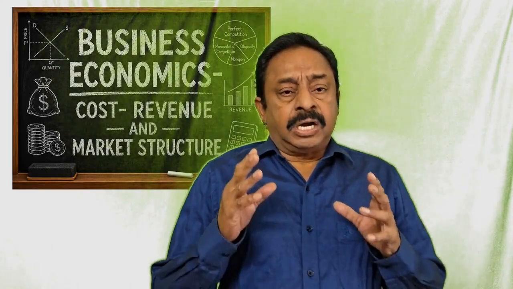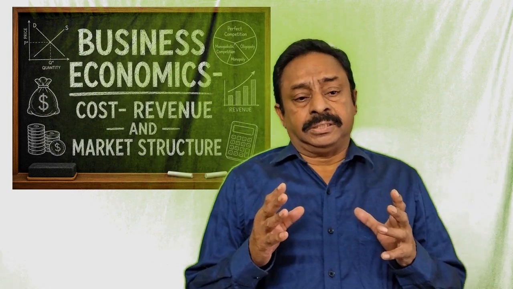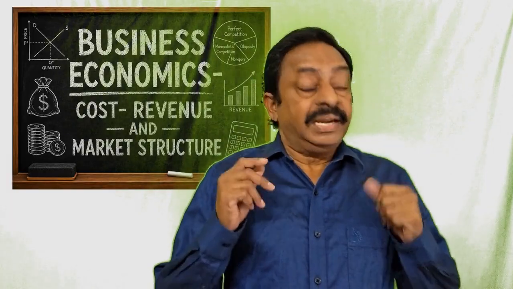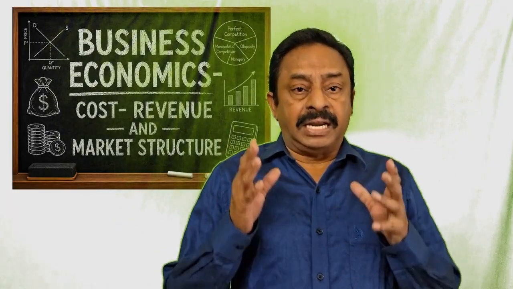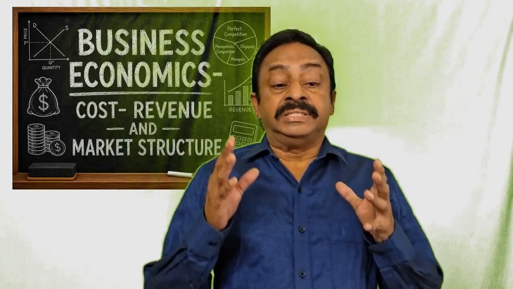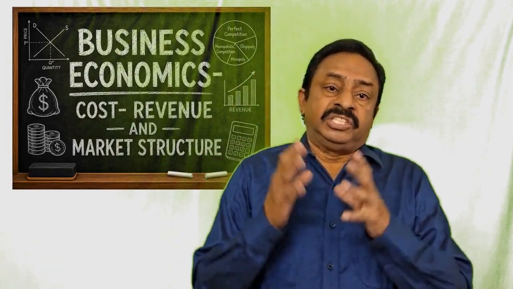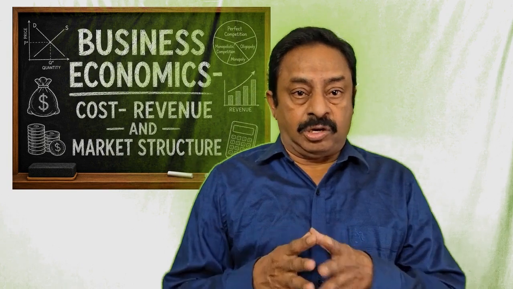Cost, revenue, and market structures are three fundamental concepts that help businesses make decisions. They help to decide business decisions, production, pricing, and profits. These three are the main important things to discuss. Now, the first one is cost. Let's discuss the cost.